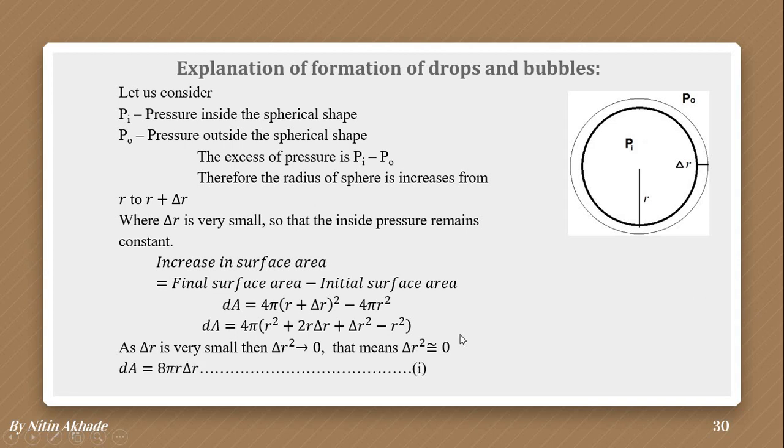So now put this in the above equation. As we have considered, this term is cancelled, this term also cancels, and this term tends to 0. So only this term will remain. So 4 multiplied by 2 will be 8 pi r into delta r, equation number 1. This is equation number 1.